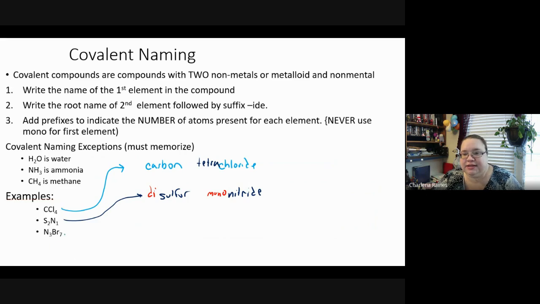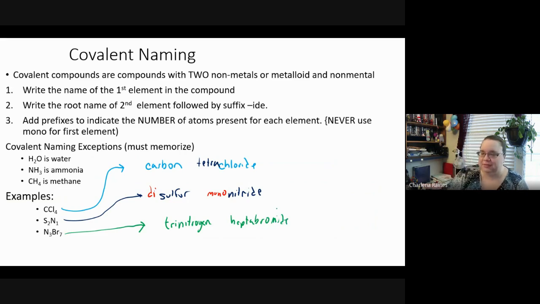And last but not least, I'm actually going to write the prefix as I write the name, which is one way of doing it. So I see that I have 3 N's, so I'm going to write trinitrogen. I see that I have 7 bromines, so I'm going to write my prefix for 7, which is hepta. Heptabromine becomes heptabromide. Bromine becomes bromide. So that's getting the names from the letters.